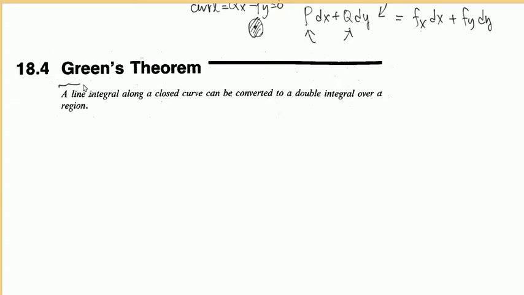Line integral along a curve, a closed curve, right? Is this always 0? Line integral along a closed curve? Not necessarily. If it is a conservative vector field it is 0, but for an arbitrary vector field it is non-zero, right? And this is converted to a double integral over a region.